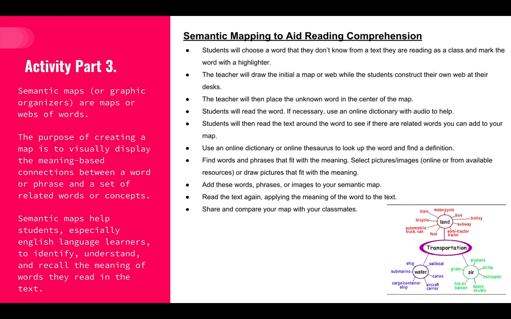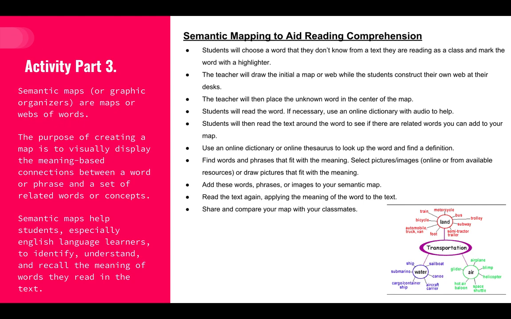Students will choose a word that they do not know from a text they are reading as a class and mark it with the highlighter. The teacher will draw an initial map or web while the students construct their own web at their desks. The teacher will then place the unknown word in the center of the map. Students will read the word. If necessary, they can use an online dictionary or a hard copy dictionary. Students will then read the text around the word to see if there are related words that they can add to the map in order to gain meaning.